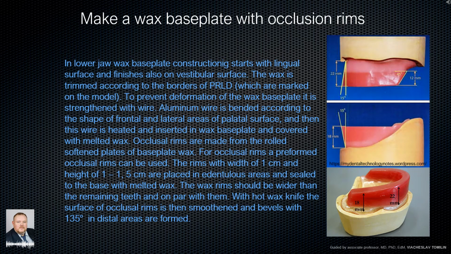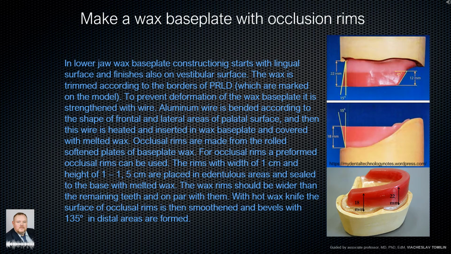Make a waxed baseplate with occlusion rims. In the lower jaw, waxed baseplate construction starts with the lingual surface and finishes also on the vestibular surface. The wax is trimmed according to the borders of the partial removable laminar denture, which are marked on the model. To prevent deformation of the waxed baseplate, it is strengthened with wire. Aluminum wire is bent according to the shape of the frontal and lateral areas of the palatal surface, and then this wire is heated, inserted in the waxed baseplate and covered with melted wax.